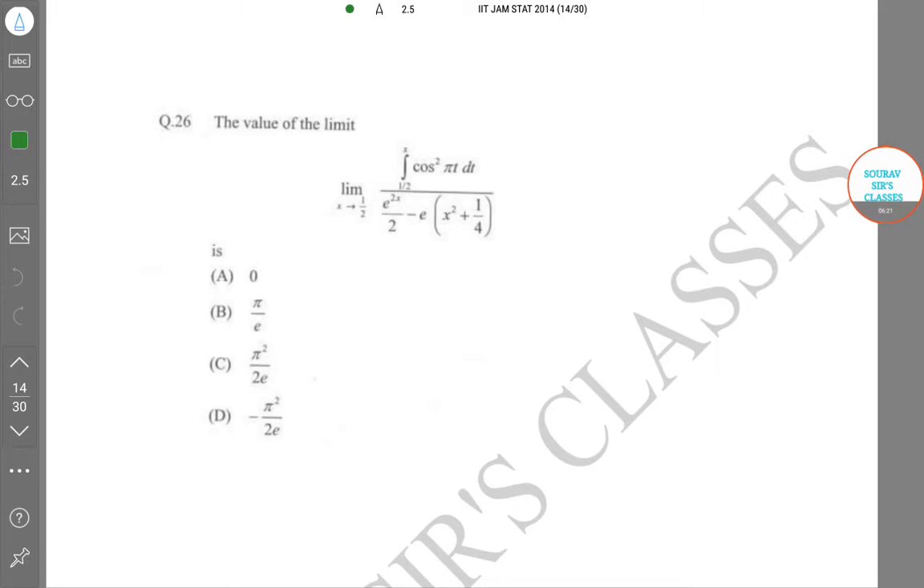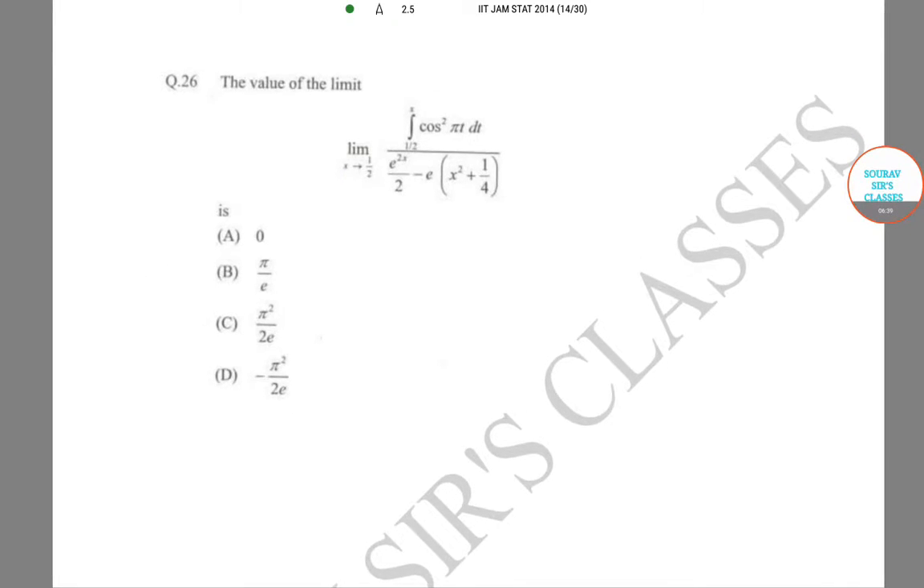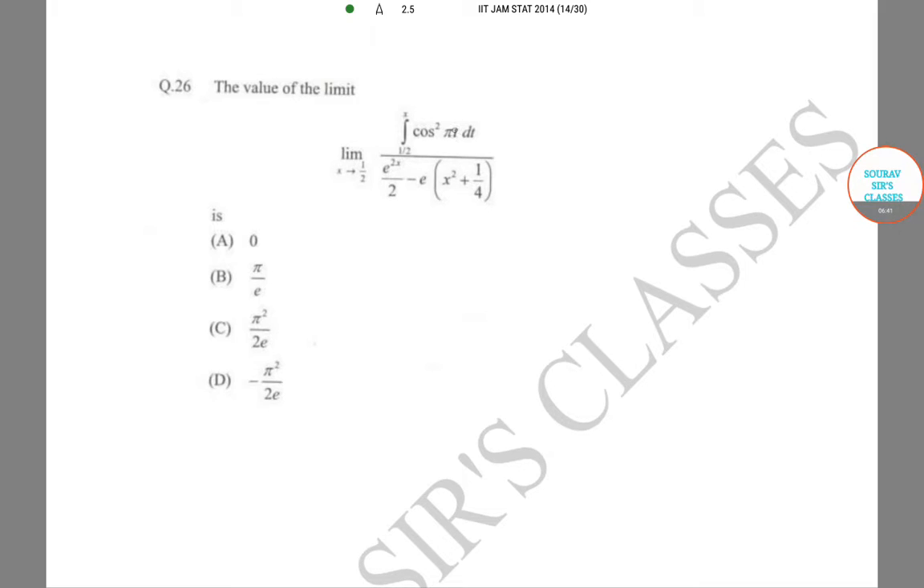The next problem says, what is the value of the limit x goes to half of the integral from half to x of cos square pi t dt, divided by e to the 2x by 2 minus e times x squared plus 1 by 4. It's a fairly complicated expression. Now what is cos square pi t?